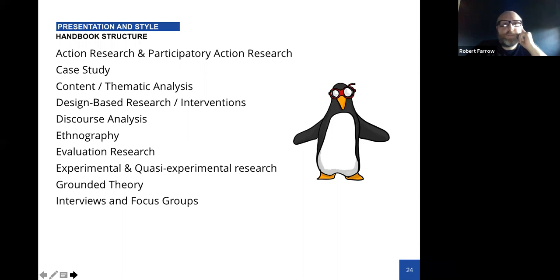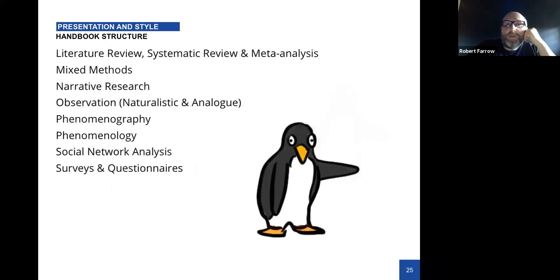So we have action research, case studies, thematic analysis, design-based research, discourse analysis, ethnography, evaluation, experimental and quasi-experimental research, grounded theory, doing interviews and focus groups, doing systematic literature reviews, mixed methods research, narrative research, observation, phenomenography, phenomenology, social network analysis, and using surveys and questionnaires. That's quite a range of stuff, from very qualitative to very quantitative, lots of things in between, but by no means is it exhaustive, right? There's loads of other stuff you could include in an expanded version.